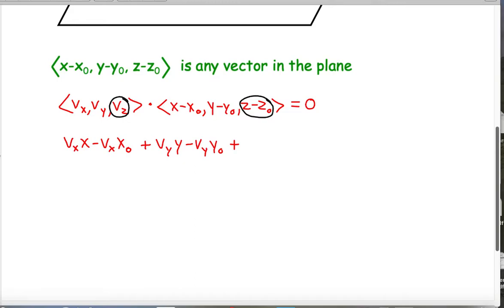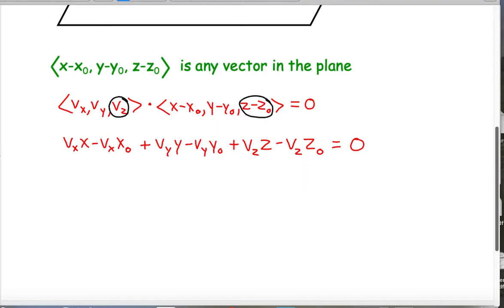So multiply that. So now I'm going to have v sub z. So v sub z, remember, that's the z component of your normal vector, times z, which is the z coordinate of any point in the plane, and then minus v sub z, that z component of our normal vector, times z sub 0, which is the z coordinate of a specific point in the plane, equals 0.